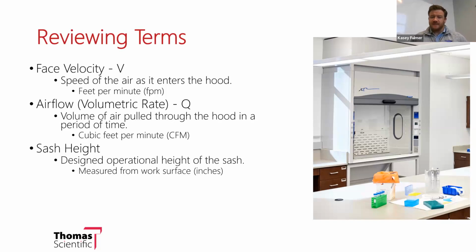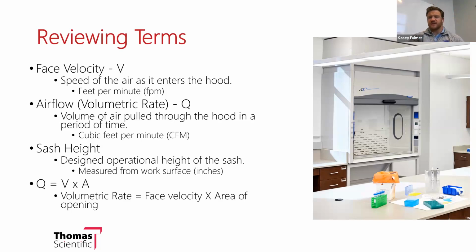Also, sash height, which is just the area of the opening, how high the opening is on the front of the hood, and that's just a design criteria, what the user is planning on operating the hood. And all of these are related through an equation, Q equals V times A, where V is face velocity, A is area of opening, and Q is the volumetric rate, or CFM. So if you think about it, face velocity is feet per minute, area is feet squared, so there's 3 feet per minute, that's cubic feet per minute.